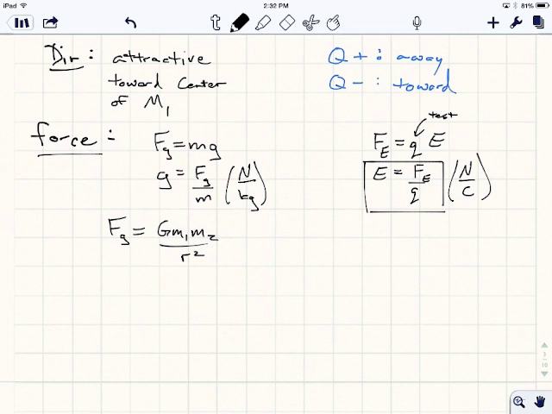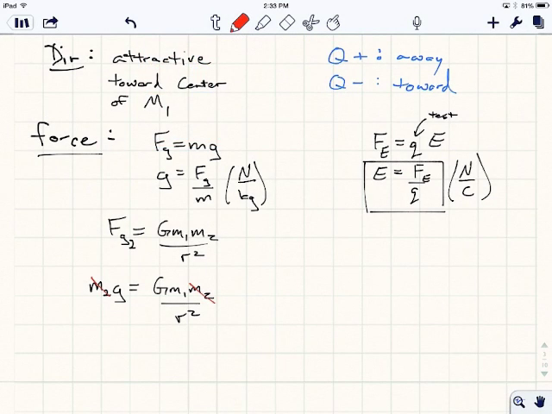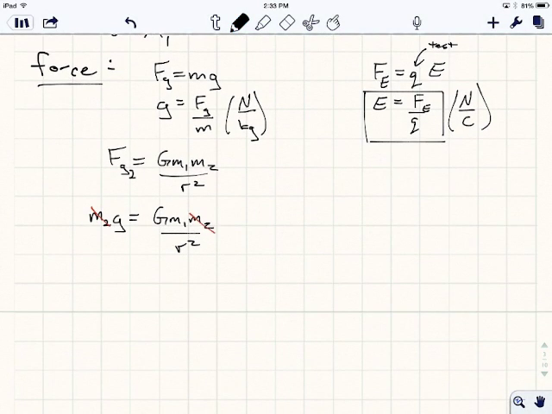And if I want the force on mass 2, the one that's out in space, then this is just going to be the mass of 2 times gravity, and this is equal to G m1 m2 over r squared. Now I can cancel out the masses, and what I end up with is an equation to calculate the gravitational field anywhere in space away from the central mass. That is the gravitational field.